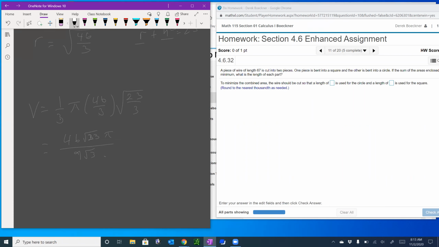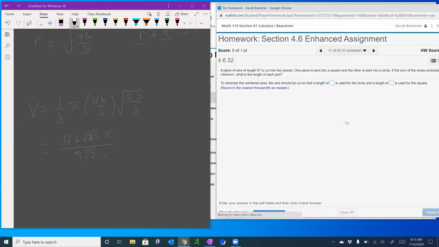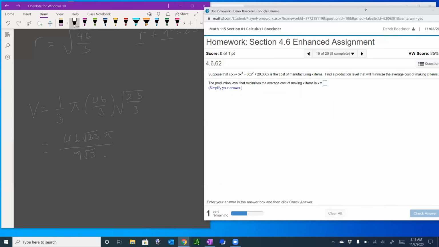19. We've got a cost function in terms of cost per unit, where inputs are units and outputs are total costs. We want to find a production level that minimizes the average cost. So we have to first come up with an average cost function, and then we want to minimize it.